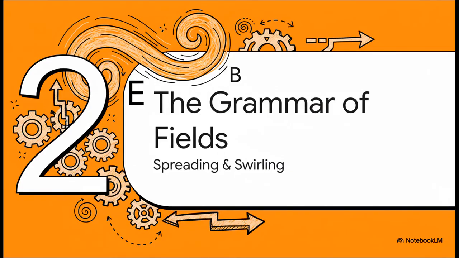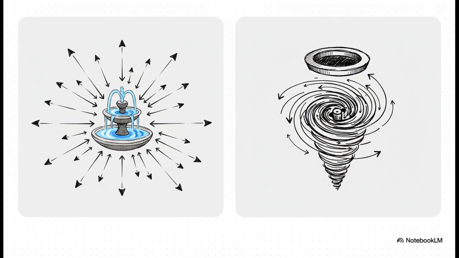All right, so we've got our alphabet, E and B. Perfect. Now we need some grammar. The rules that tell us how these fields actually behave. And it turns out we really only need 2 main verbs to describe everything: divergence and curl.